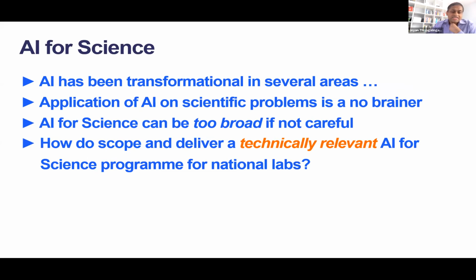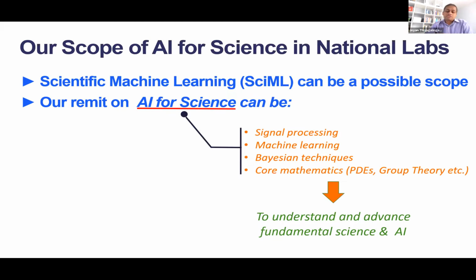And the question then is, how do we scope and deliver a technically relevant AI for science program for national labs? This is where the challenge is. What we have done over the last 3.5 years is formulate a scientific machine learning group. It's very much focused on the technical aspects rather than anything else. So our remit for AI for science becomes slightly more converged, but still reasonably wide enough to address the challenges across the facilities. This includes signal processing techniques, machine learning, Bayesian techniques, and of course core mathematics for handling various different problems right across the facilities.